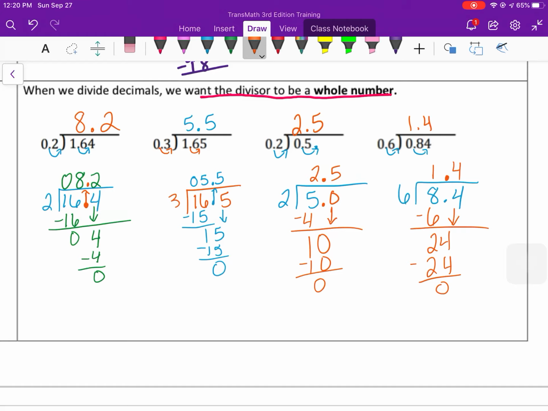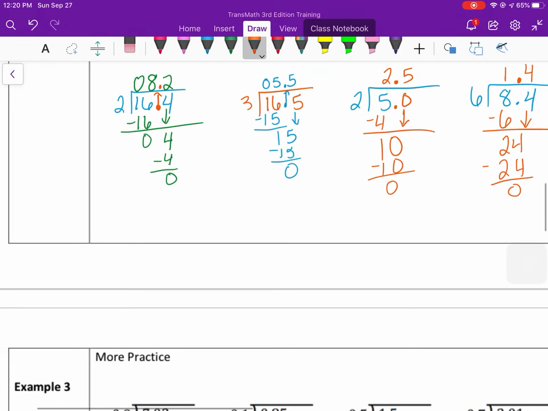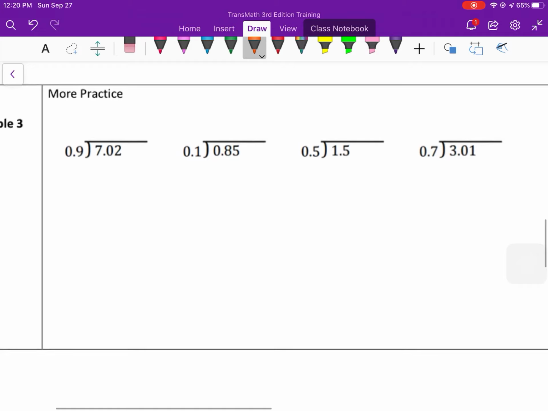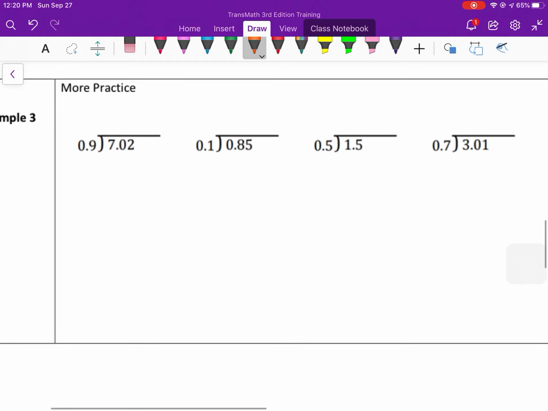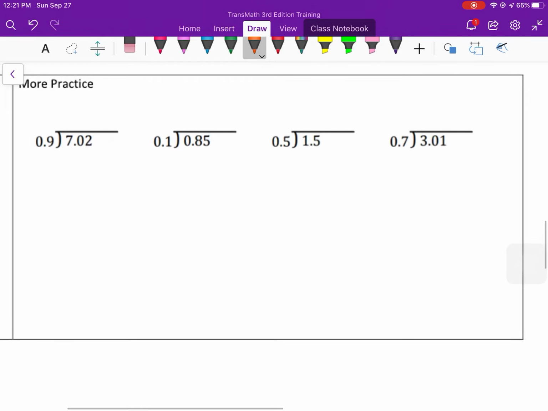The more you practice, the easier this will become. Having a multiplication chart handy will help as well in deciding how many times a number fits into another number. I'm going to do one more on the video and then we'll save the rest for in class.